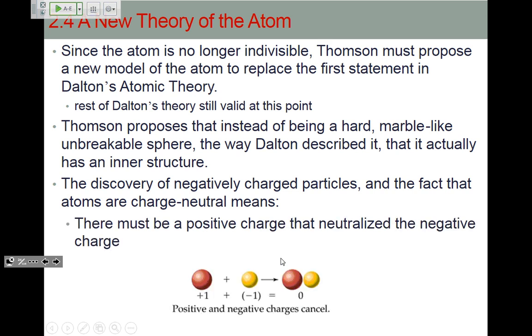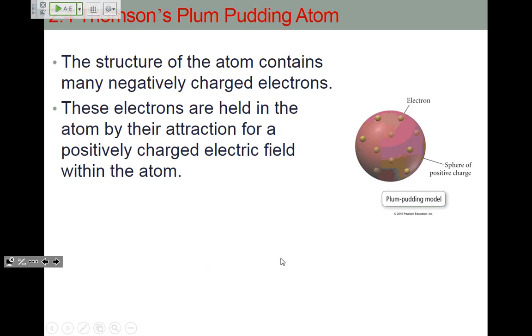So if atoms are charge neutral, then we must have an equal amount of positively charged something in the atom. It also makes sense that we need a positively charged something, because electrons are going to repel each other. So how are they staying together? We also need a force attracting them to keep them in the atom. He defined the atom as looking like this, and he called it the plum pudding model, which I don't really know what plum pudding is, but apparently it looks like this. So that's why it's called that.